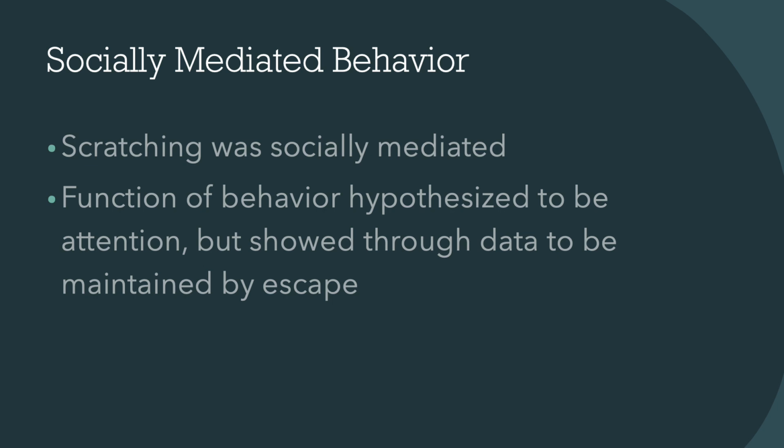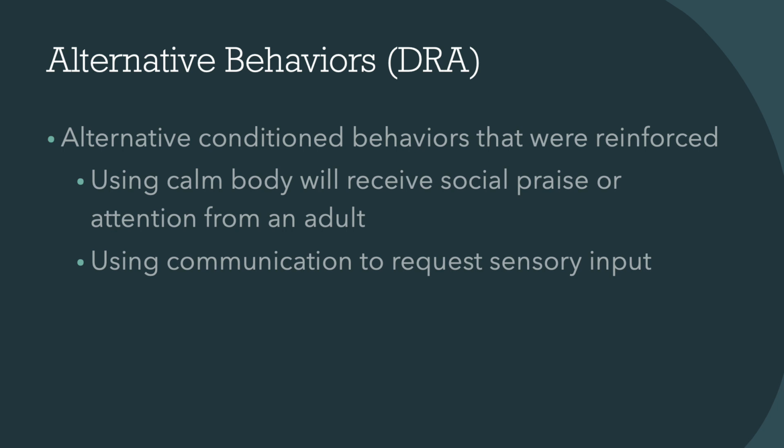Originally, the function of the behavior was hypothesized to be attention, but it showed through the data to be maintained mainly by escape as well. For this, we also used differential reinforcement of alternative behavior, also known as DRA. Those alternative behaviors were reinforced. Some of those included using a calm body, which would normally receive social praise or attention from an adult. We did this intermittently, and did this when he was engaging in any task with calm behavior, when he was walking and following through with transitions with a calm body.